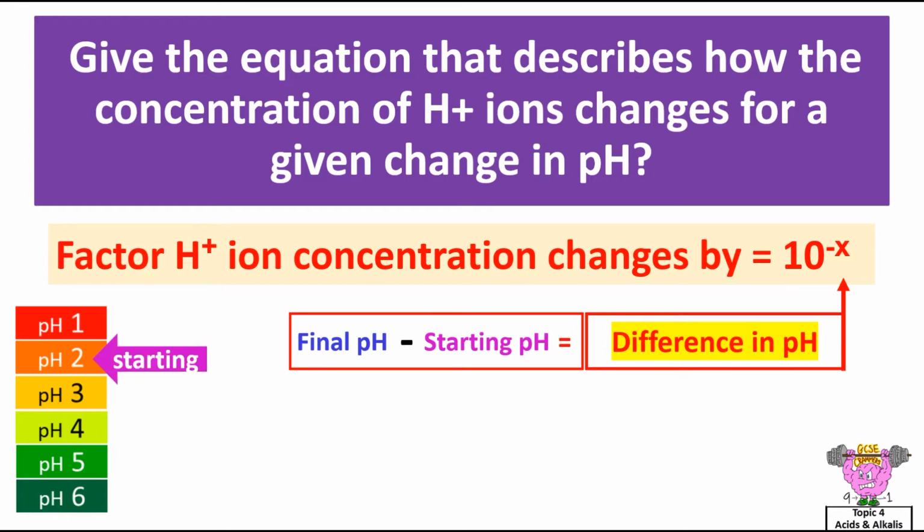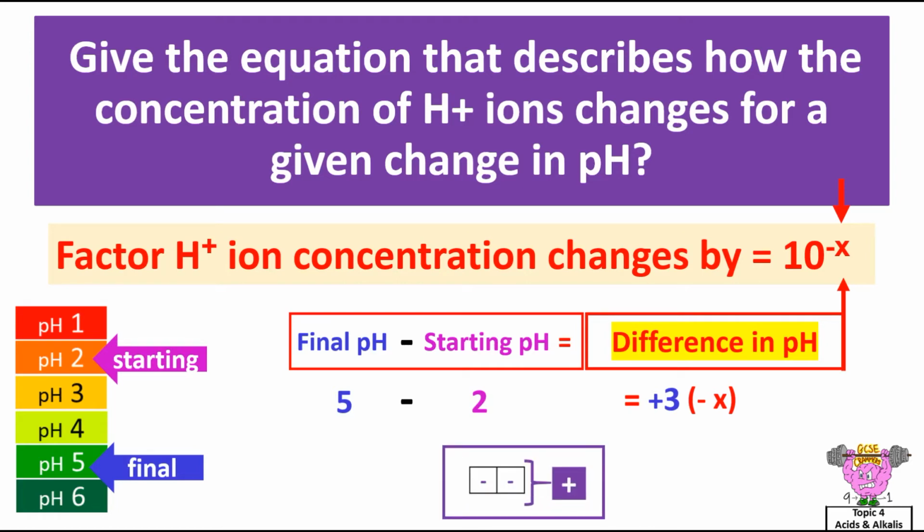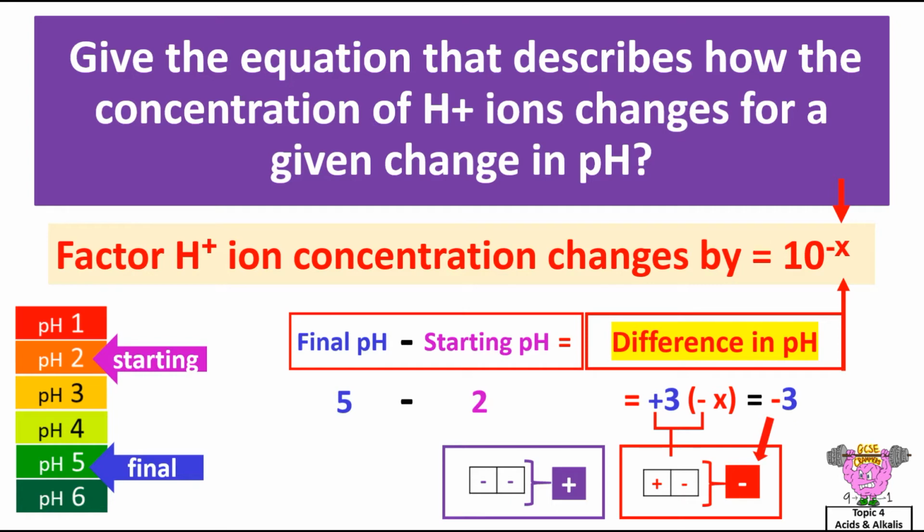For example, if the starting pH is pH 2 and the strong acid solution changes to a pH 5 when an alkali solution is added to it, to find the difference in pH is 5 subtract 2. Do the maths, and the difference in pH equals a positive or +3, which we will substitute with the x in the equation. But it is a negative or -x, so we must deal with this first. In maths, a minus and a minus make a plus, and a plus and a minus make a minus. So +3 and -x will make a -3. Now we substitute the -x in the equation with -3.